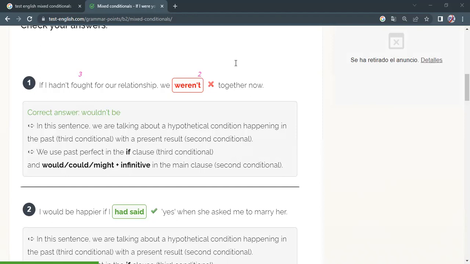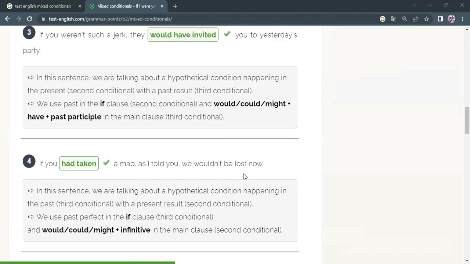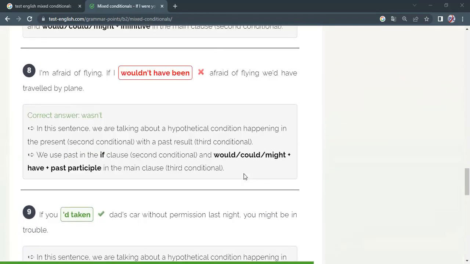Remember, the combination is third and second, or second and third. Third and second is would, could, might.